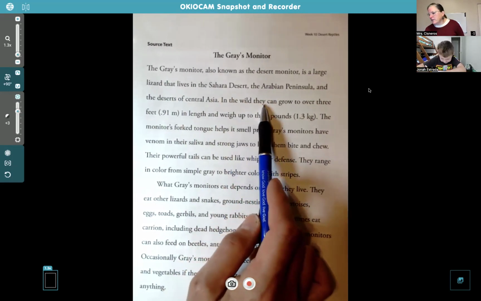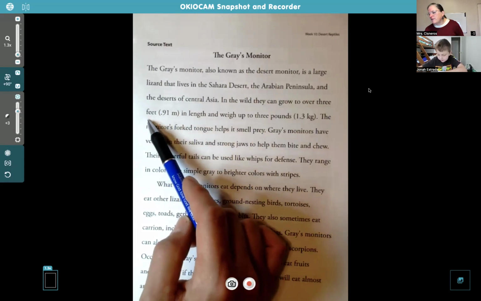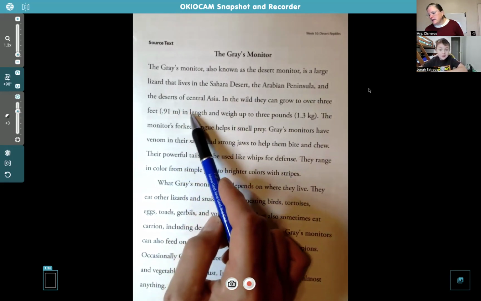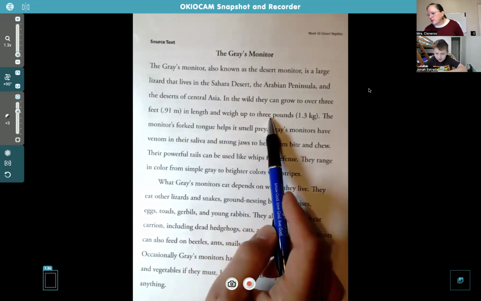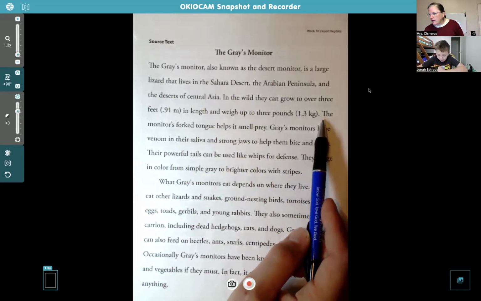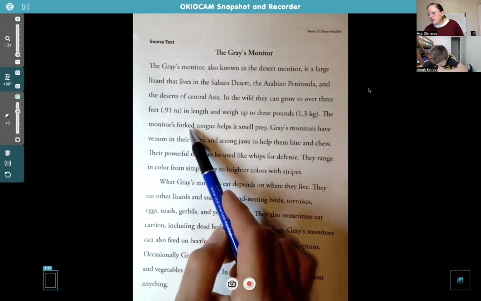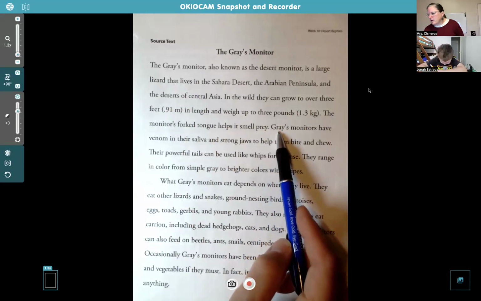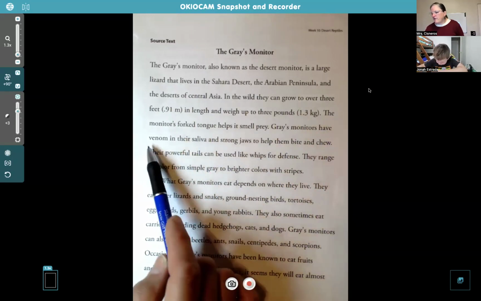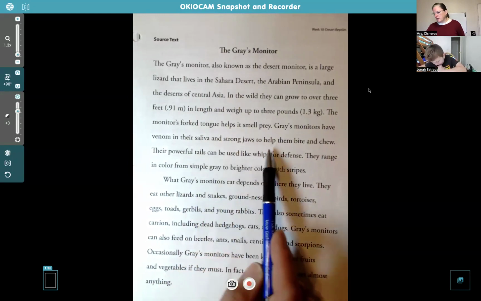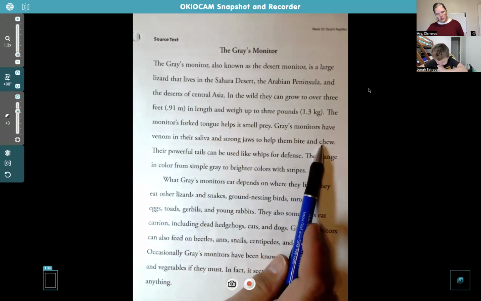In the wild, they can grow to over 3 feet, which is the same as 0.91 meters in length, and weigh up to 3 pounds, which is 1.3 kilograms. The monitor's forked tongue helps it smell prey. Gray's monitors have venom in their saliva and strong jaws to help them bite and chew.